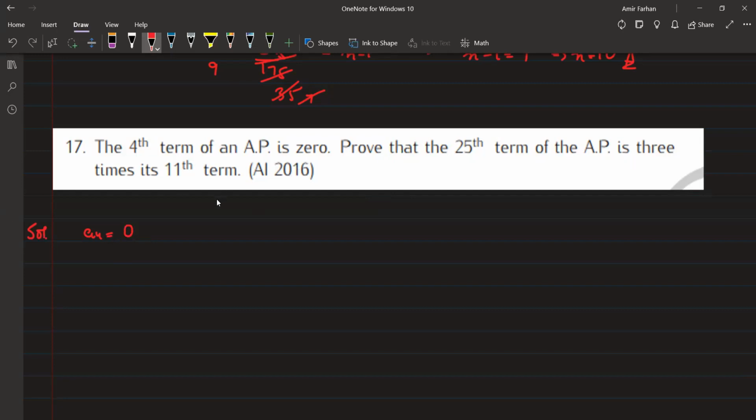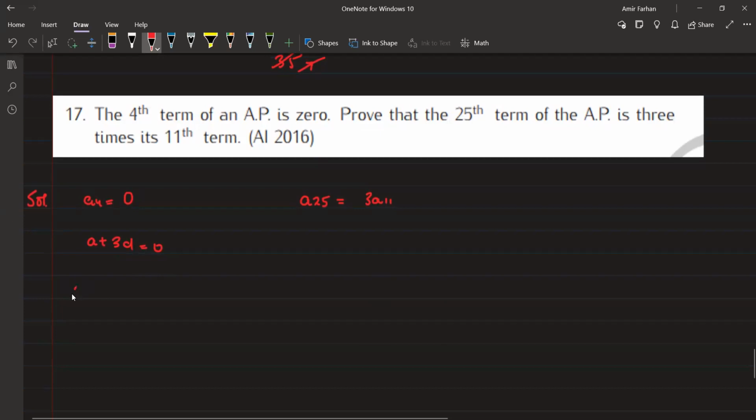Second, it's saying to prove that the 25th term of the AP is 3 times its 11th term. You have to prove this: the 25th term of the AP is 3 times its 11th term. Okay. So put the things here. You need to show this. A4 is A plus 3D, which is equal to 0.